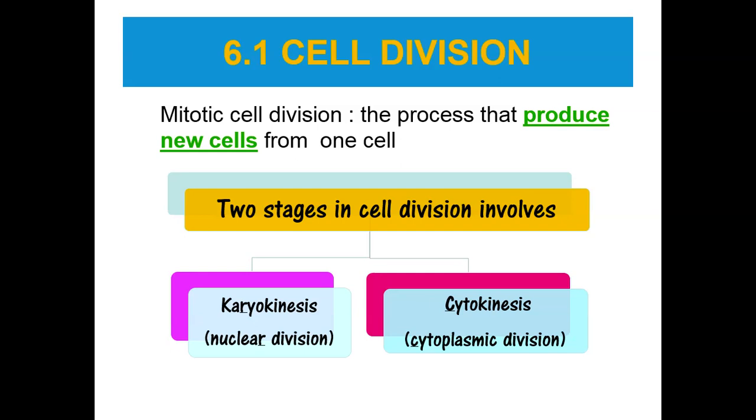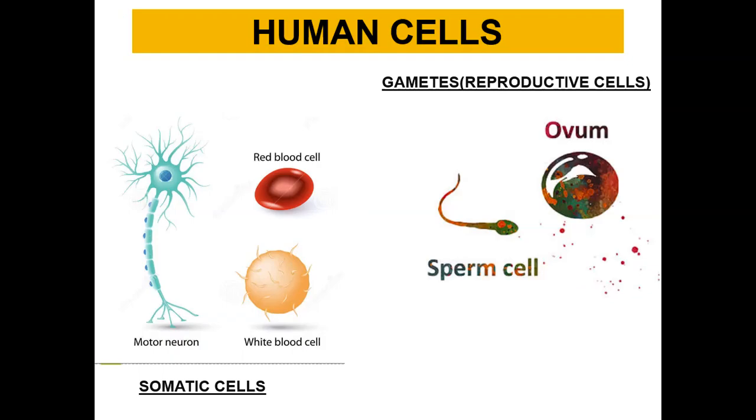For a tip on how to remember this, the alphabet R in karyokinesis is also found in nuclear, right? So karyokinesis is the same as nuclear division. Meanwhile, the alphabet C in cytokinesis goes with cytoplasmic division. So that is one tip on how to memorize the stages in cell division.